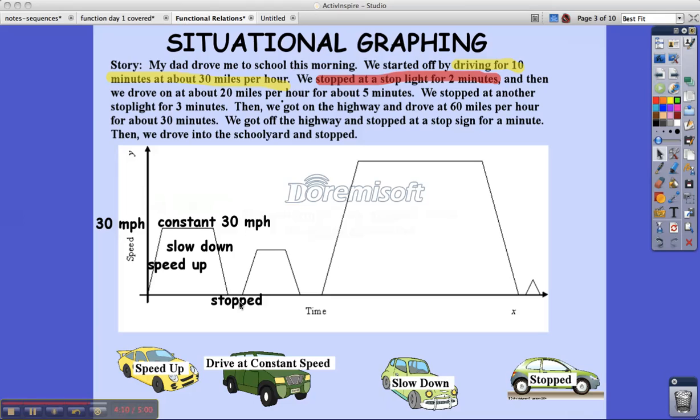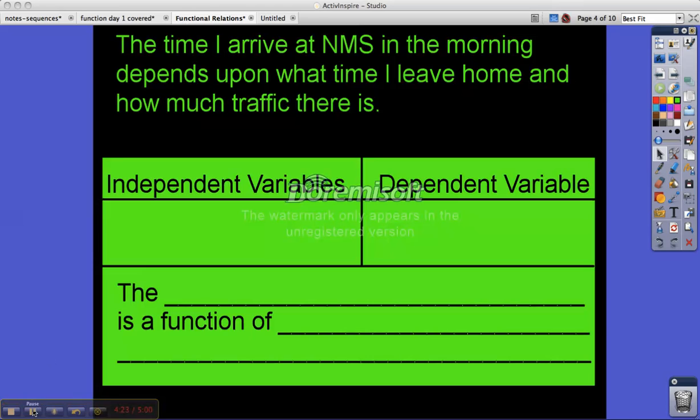So go ahead and pause the video and re-put speed ups, constant, slow down, and stopped on all of the others. And we aren't going to check that together. So go ahead and pause the video and do that. So we're going to go ahead and move on.